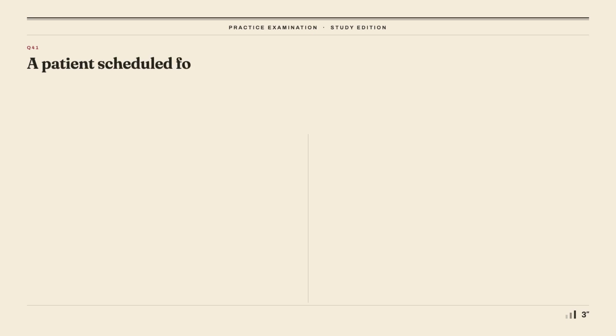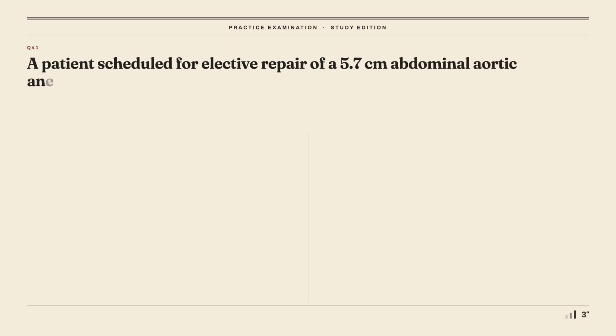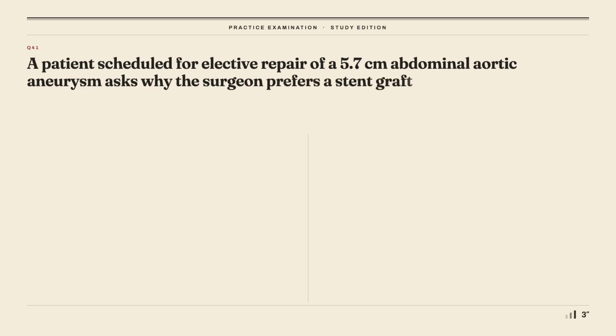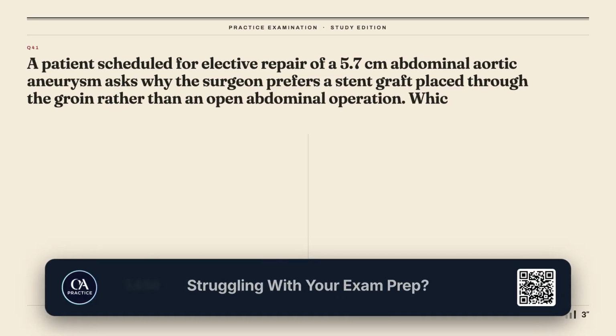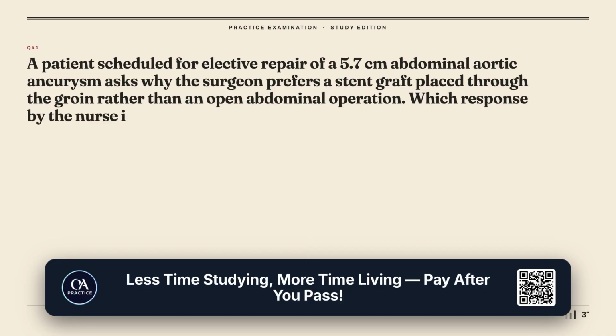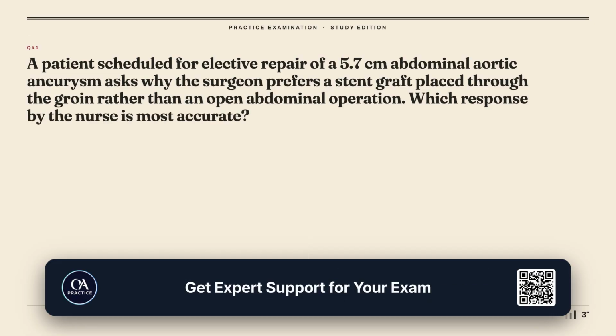Question 41. A patient scheduled for elective repair of a 5.7 cm abdominal aortic aneurysm asks why the surgeon prefers a stent graft placed through the groin rather than an open abdominal operation. Which response by the nurse is most accurate?